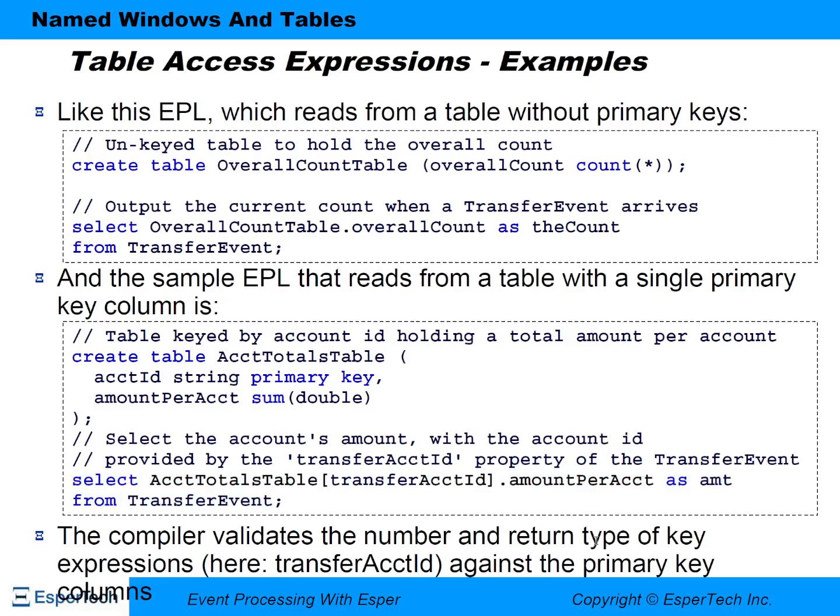The compiler validates the number and return type of key expressions against the table's primary key columns. In the last example, the compiler validates that the transferAccountId property of the transfer event has the same type as the account ID primary key of the table.